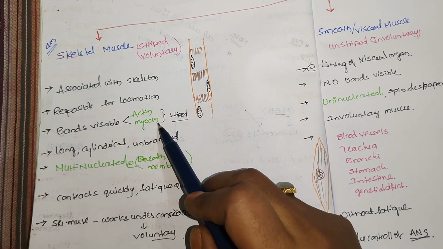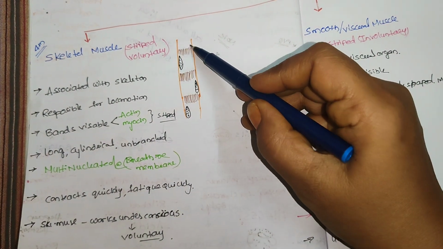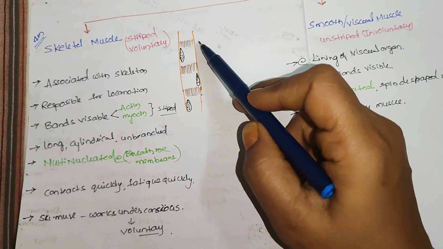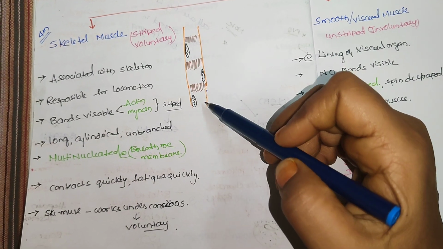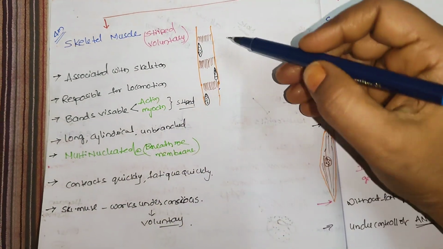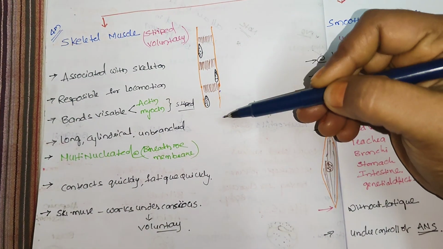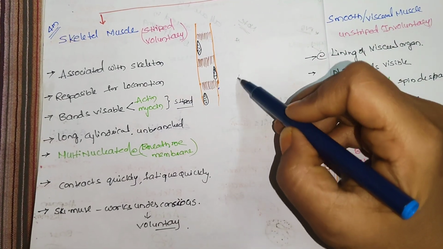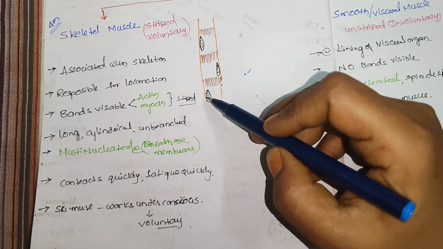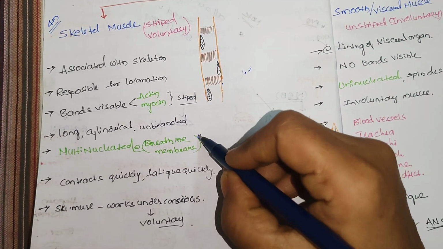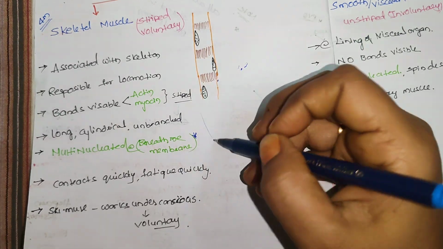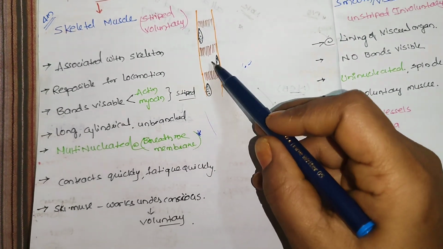Then the bands are visible, that is actin and myosin. With the help of the bands, the muscle is shown as a striped muscle. Actin and myosin bands are present in alternate form. That is why this muscle is striped muscle. Skeletal muscle is long, cylindrical and unbranched. There is no branching in this type of muscle, and it is multinucleated. Many nuclei are present, but an important note: the nuclei are peripheral, beneath the membrane of the muscle, not central.